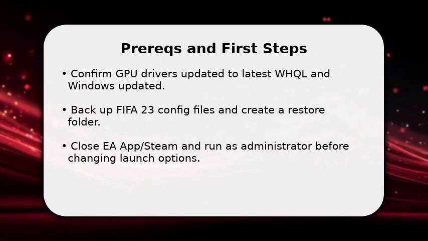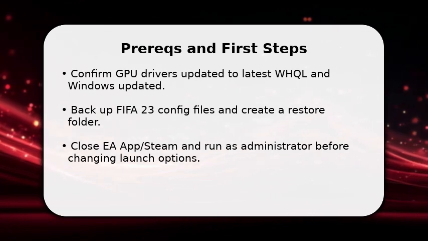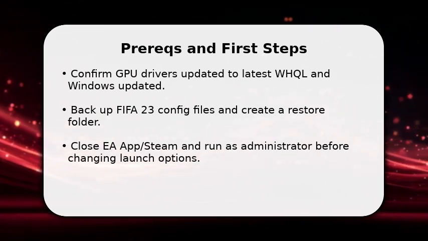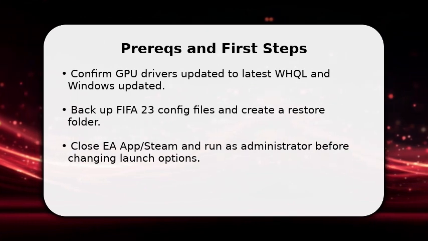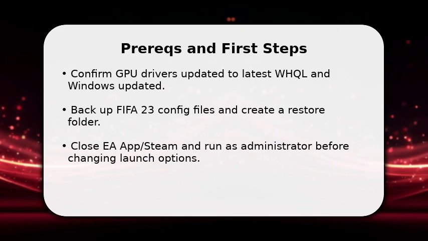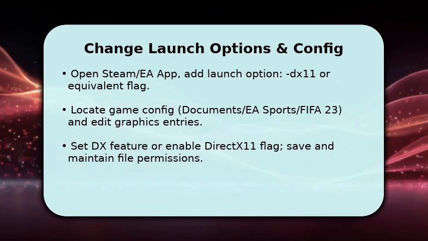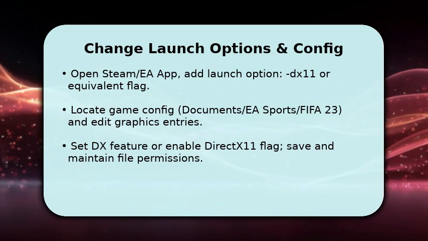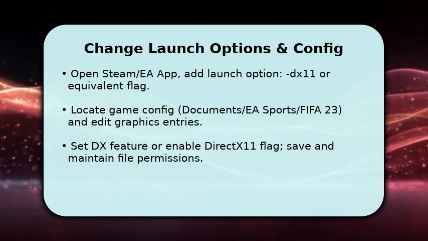Now close the EA app or Steam entirely and run the client as administrator. This prevents permission issues when you add launch parameters or edit config files, and it gets you straight into the first actionable changes. Next, set the game to use DirectX 11 by adding the appropriate launch option in your client.